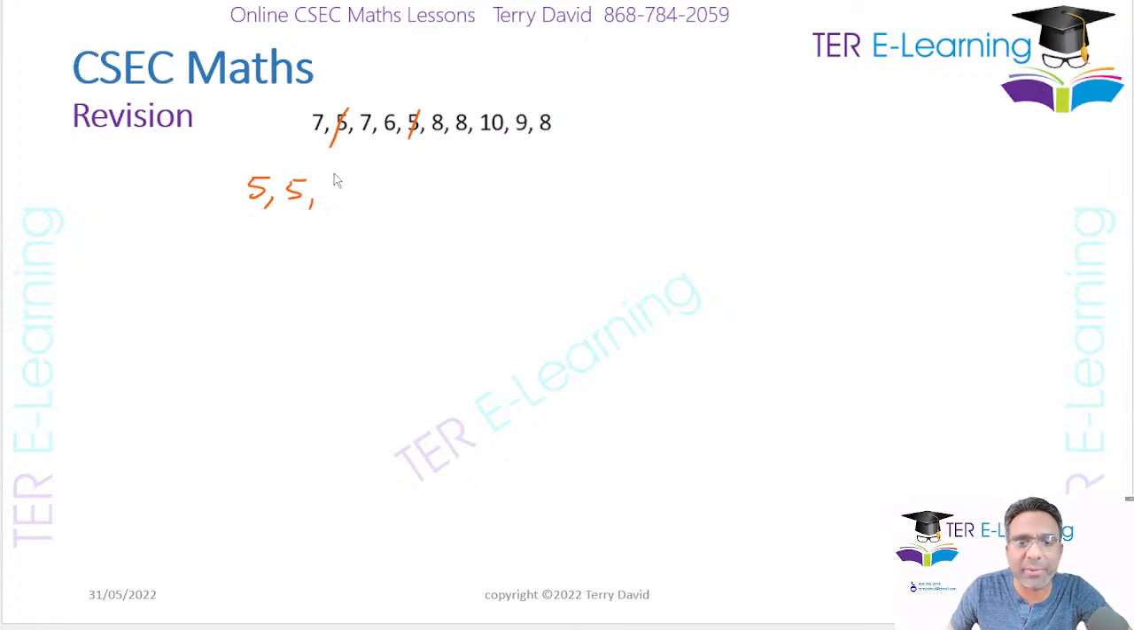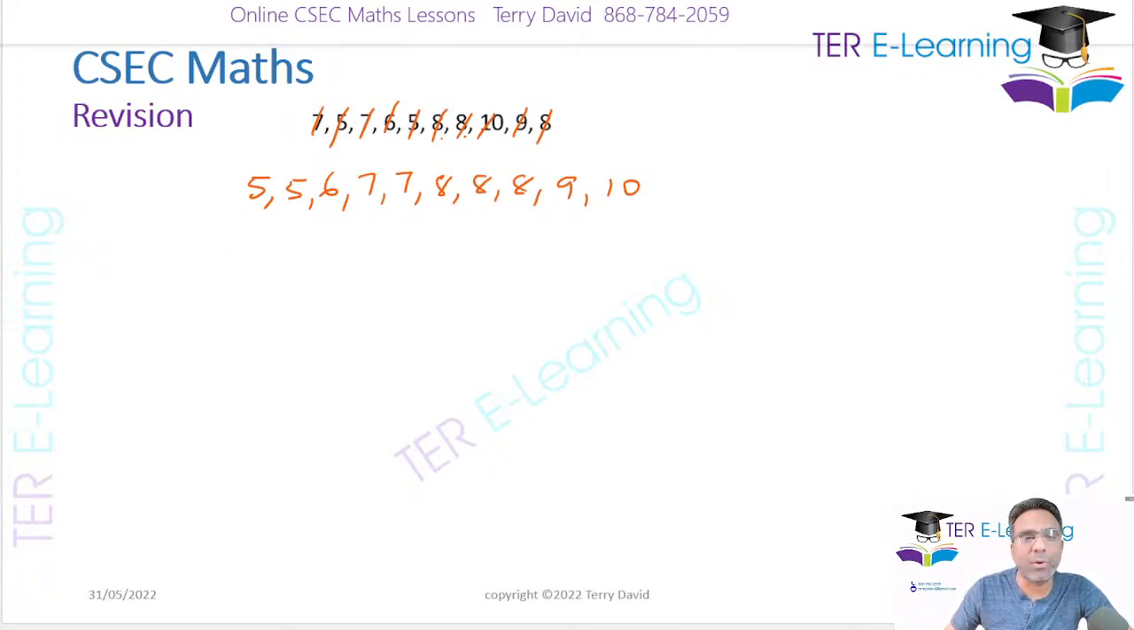The next thing we have here is a 6. So this is gone. After the 6, we have 7 appearing twice, so we have a 7 here and a 7 here. Next we have 8, 8, 8, so you're going to have 1, 2, 3 eights. Cross this out. And then we have 9 and 10. Now we have a string of numbers here, and we have a total of 10 numbers, or 10 scores.